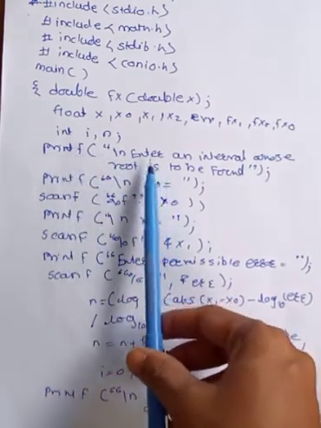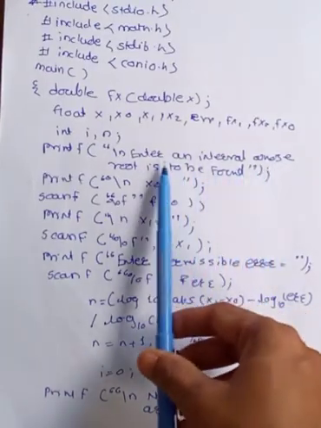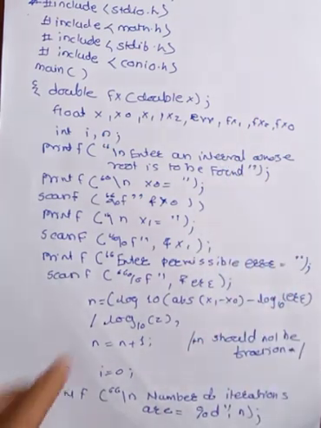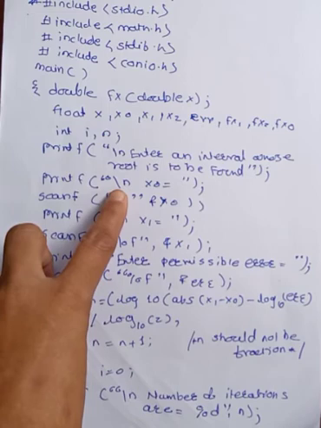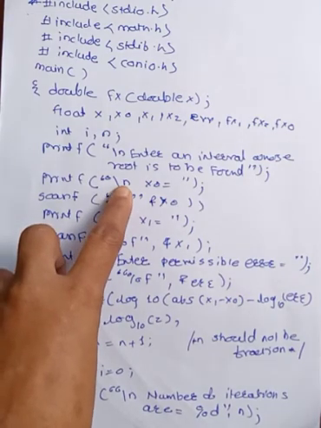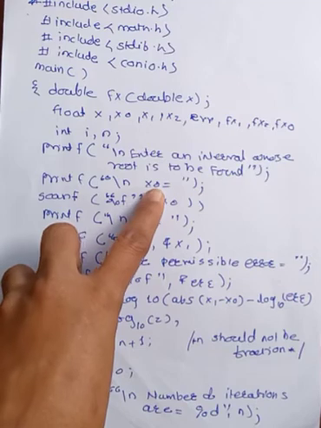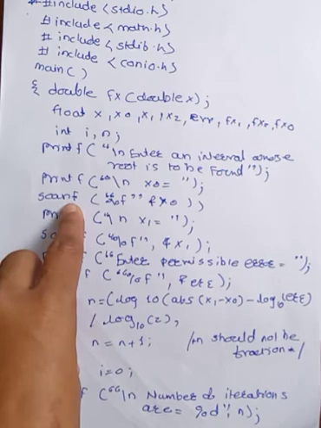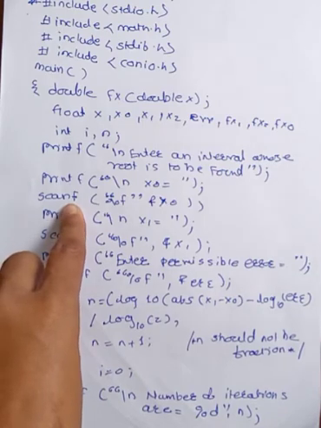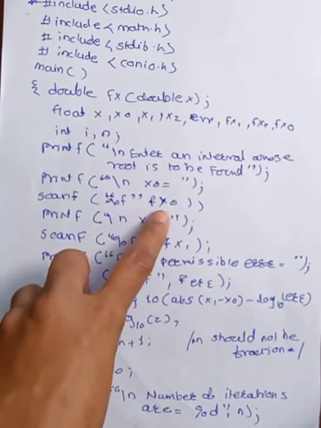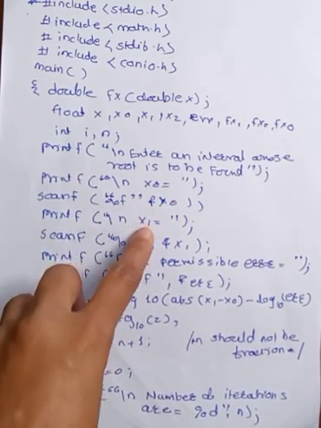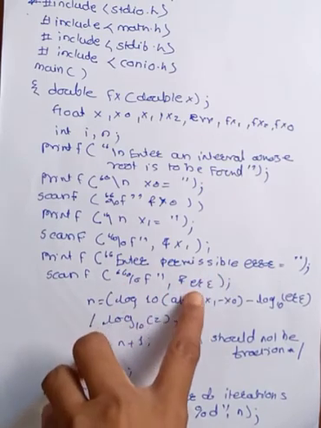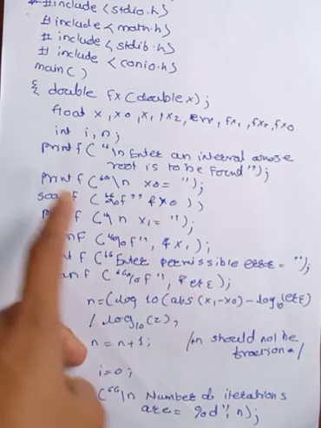printf, so this message will be printed on your monitor: Enter an interval whose root is to be found. So you have to enter those values here. Again you have to print, that is, on a new line the value for x0 can be printed. scanf, once you type the value, that can be scanned by using this statement. It can be taken in your compiler. Okay, the value is what? x0. Similarly the value of x1, x2. Then the error can be printed and taken in your compiler by using these different statements.